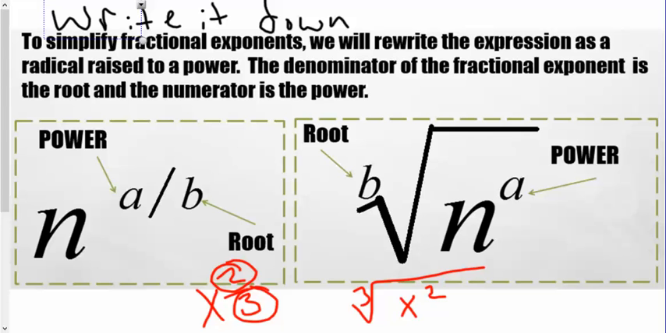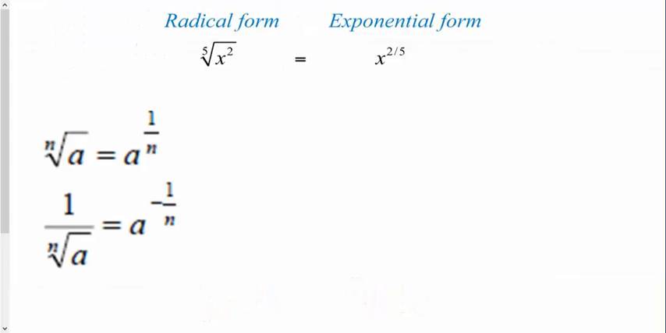Not that much of a different change. We always need to know that the denominator of the fraction is always the root, and the numerator is the power. Whatever either our number is or our variable, that's how we're going to simplify these. And here's also an example of what we're talking about. The radical form of the fifth root of x squared would be x to the 2/5. So anytime you have a variable and just even a number, the nth root of it, you can rewrite that as a to the 1/n.